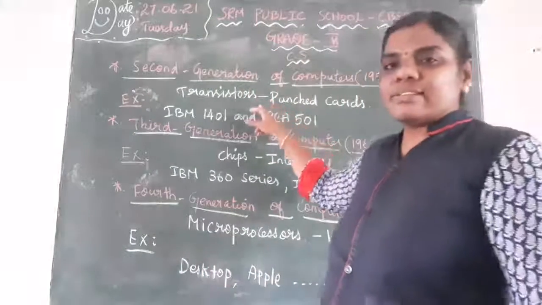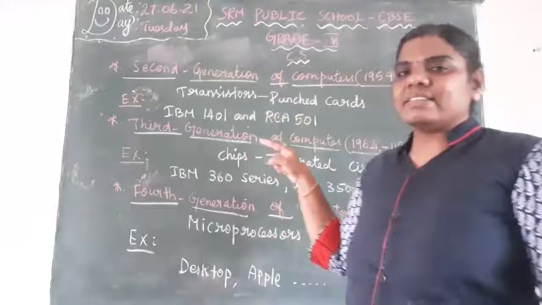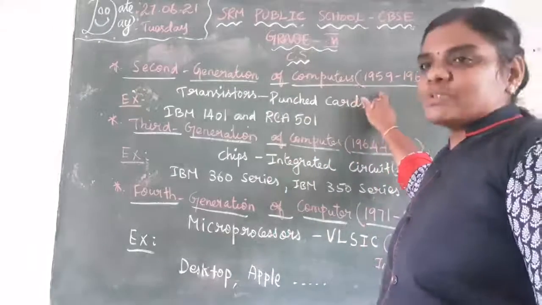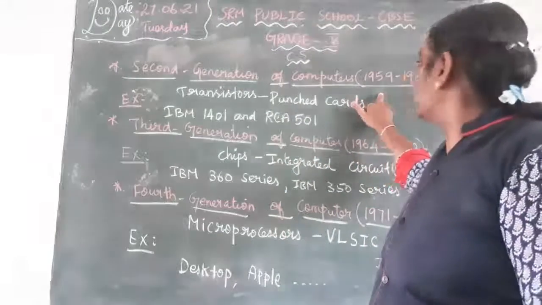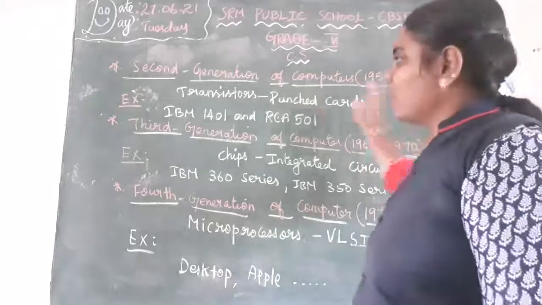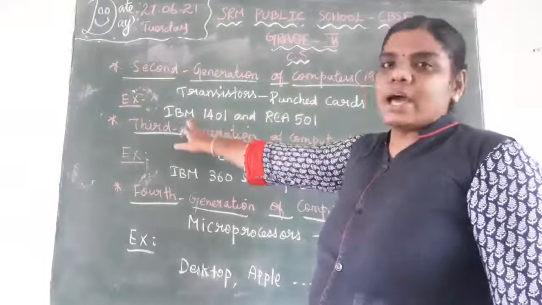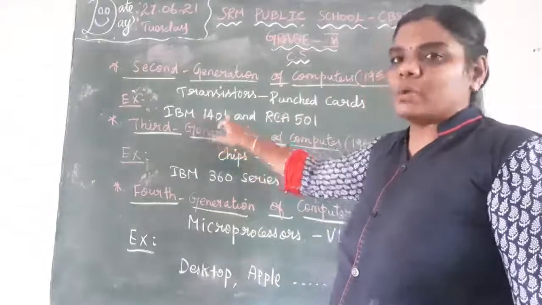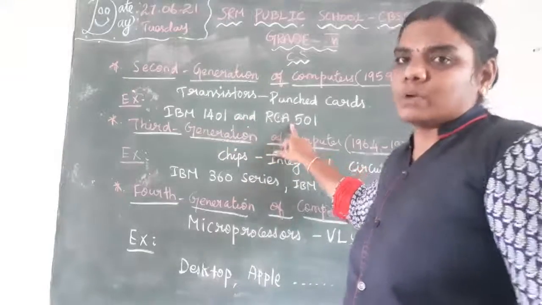Second generation, what is the device name? Transistors. The computers were used in the years 1959 to 1964. What are the examples? IBM 1401 and RCA 501.